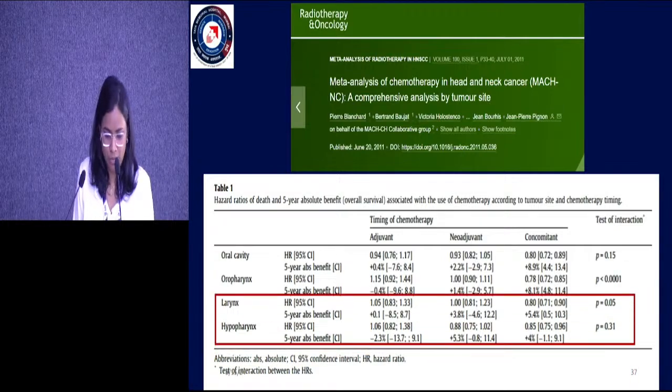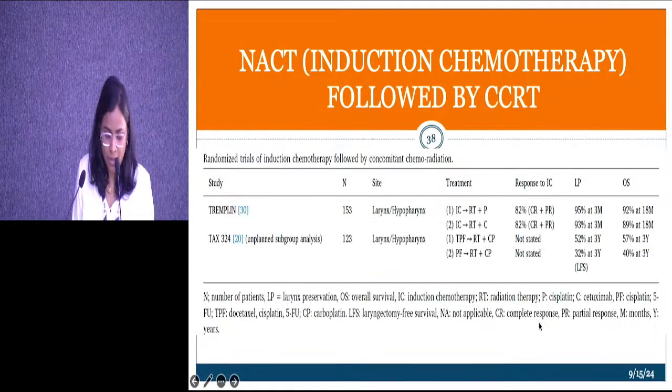And of course, we have the McKenzie analysis, which showed the benefit of addition of chemotherapy in different settings. And we know, of course, in the concomitant chemoradiotherapy setting, it has the most value, especially in larynx and hypopharynx. But also, induction chemotherapy was used not just as an alternative to concurrent chemoradiotherapy, that is NACT followed by radiotherapy versus concurrent chemoradiotherapy, but induction chemotherapy has also been evaluated before concurrent chemoradiotherapy in some studies, which looked at using IC followed by radiotherapy in same group of laryngeal and hypopharyngeal cancers.